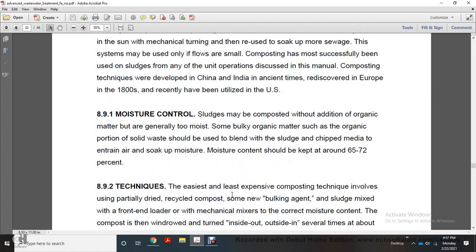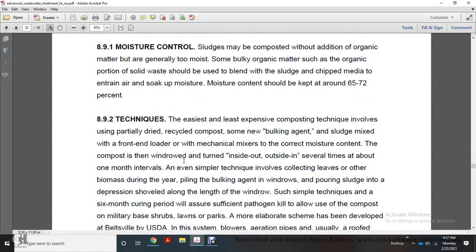Moisture control. Sludge may be composted with additional organic matter, generally to moisten some of the bulky organic matter. The organic portion of the solid waste should be used to blend with the sludge, and chipped media to entrain air and soak up moisture. Moisture content should be kept at around 65 to 72%.